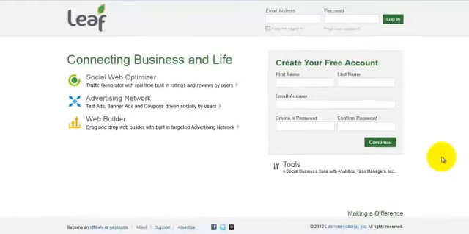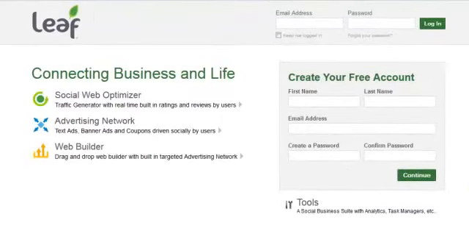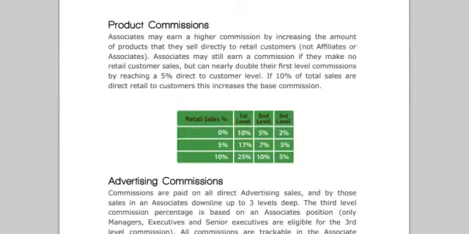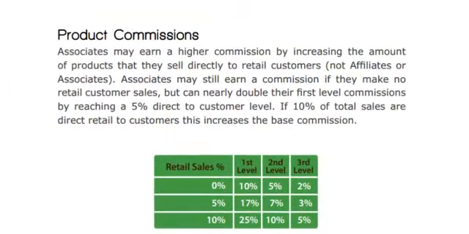Over the next few minutes, we're going to talk about 3 ways to earn with Leaf. Okay, the first way to earn here is product commissions and advertising commissions. The first thing we're going to go over is the different levels in which you can earn and how you can increase your earnings per level on product sales.